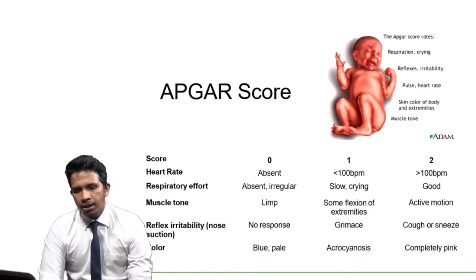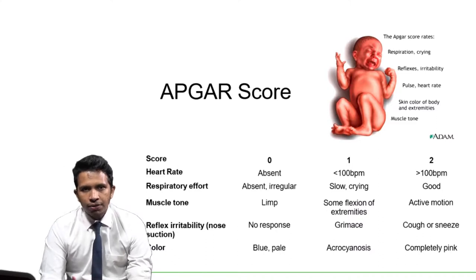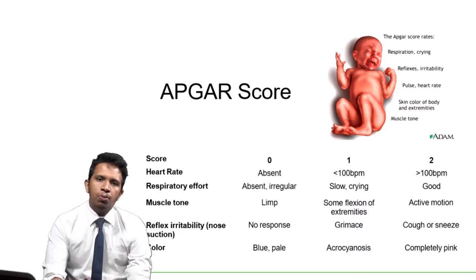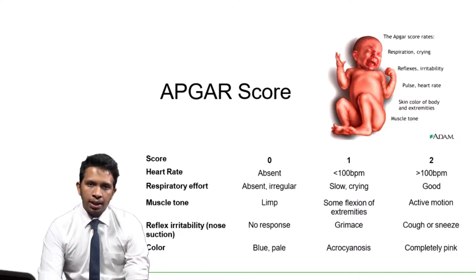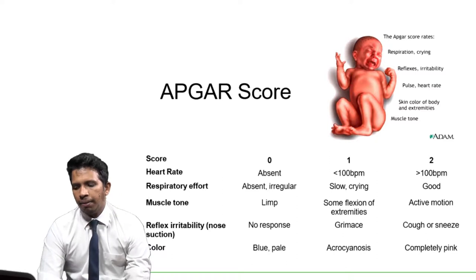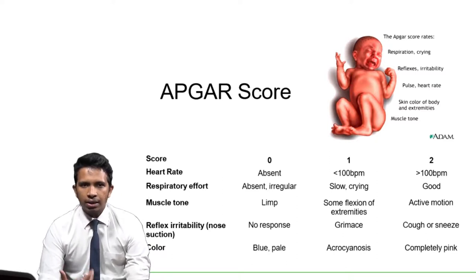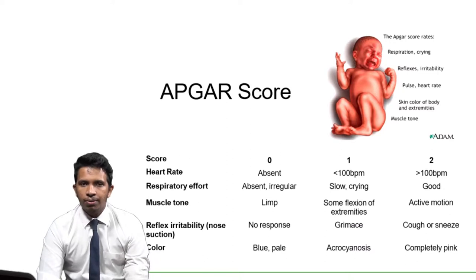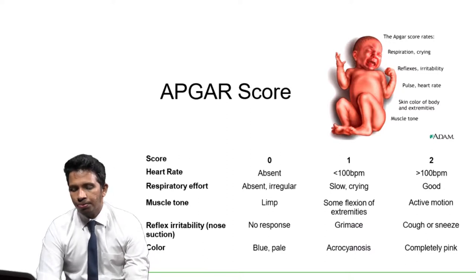Then we check the reflex irritability when you do the nose suction, if the child makes a face. If it's 0, that means the child has no response to the irritability when we put the nose suction in. If the child makes a face, like a grimace type face, that's a score of 1. If the child coughs or sneezes, that's a good score, where it's normal, that's 2.